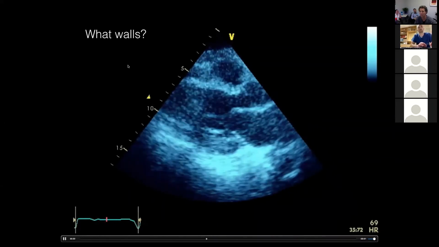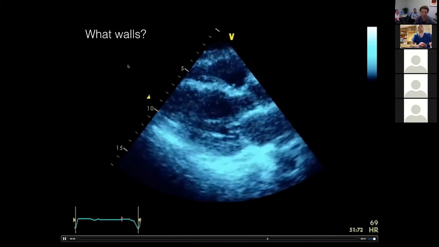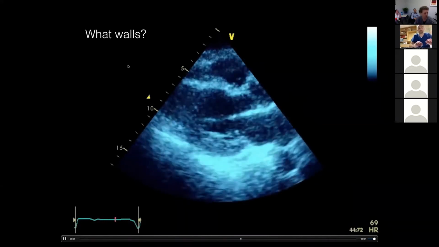It'd be great. Hatem, while we've got you on, so here's a parasternal long axis view. What walls do you see to the left?